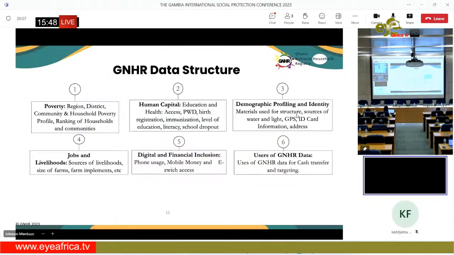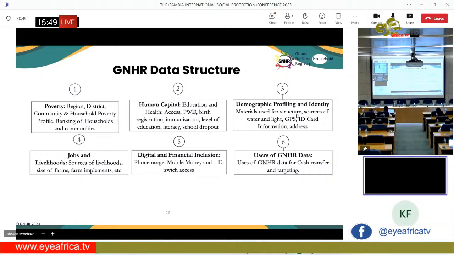Yeah, so the register, of course, includes data about poverty, human capital, that includes education, health, etc. Of course, you also have profiling of assets and structures, location of these households, information about jobs and livelihoods, also financial inclusion. I think here they collect information about mobile money access and who has mobile money, and those who have what they call eSwitch access. eSwitch is basically the national switching platform that allows you to link beneficiaries to different payment service providers, managed by a different company called GIPS.